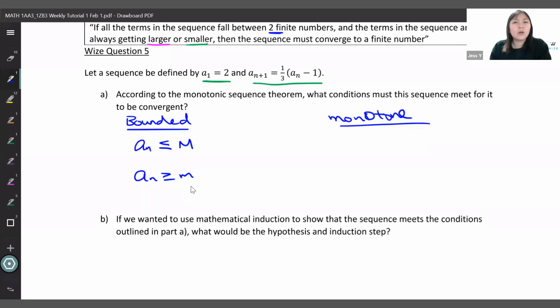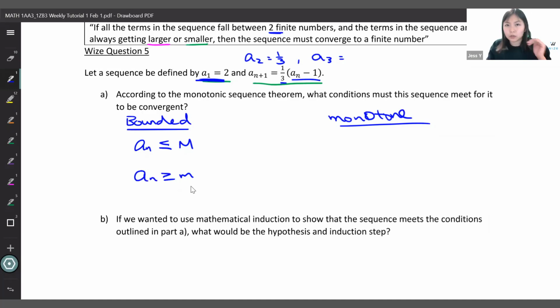Monotone, well, how would we know if the sequence is monotonically increasing or decreasing? Well, we're given the formula, right? So we can actually write out the first few terms to get a sense of what's happening. So I know that a1 is 2. Let's figure out what a2 is. a2 is the next term. That's 1/3 times 2 minus 1, which is 1/3. a3 is the next term. That's 1/3 times (1/3 minus 1).